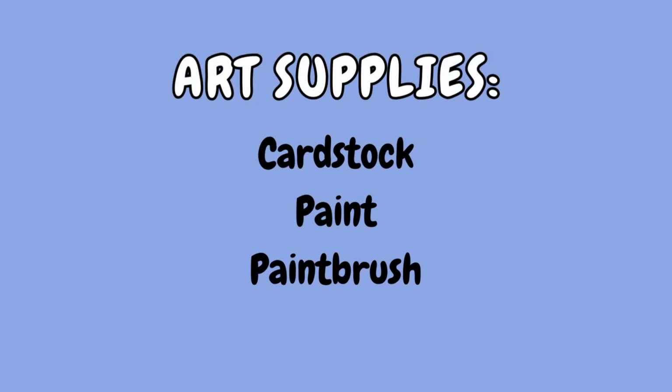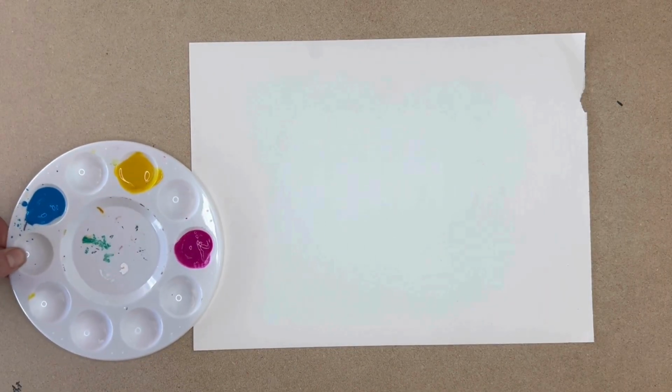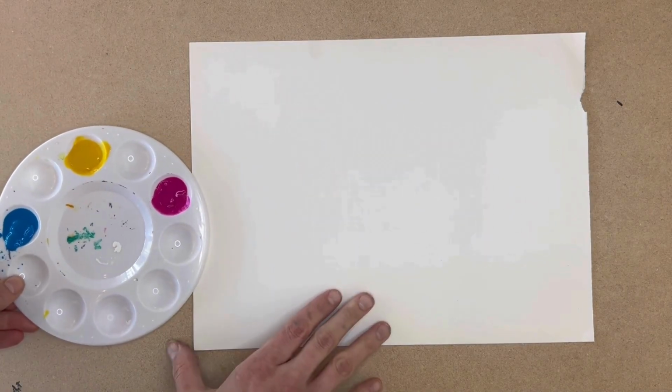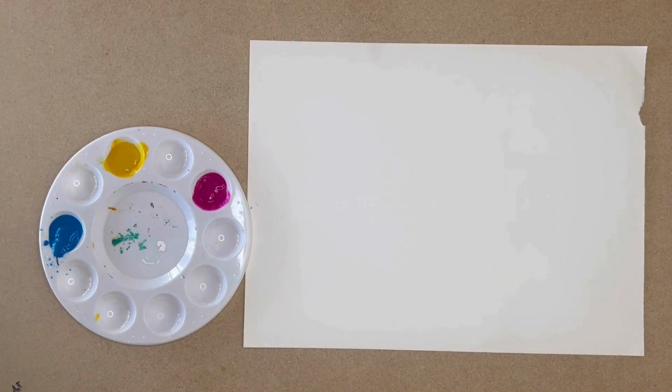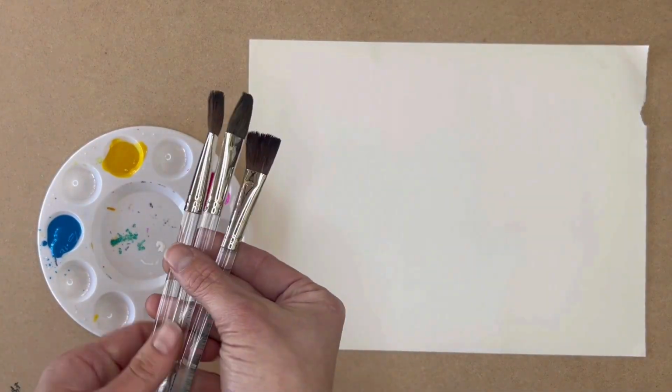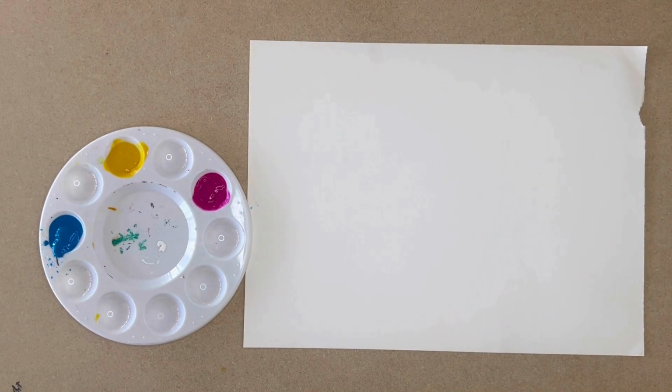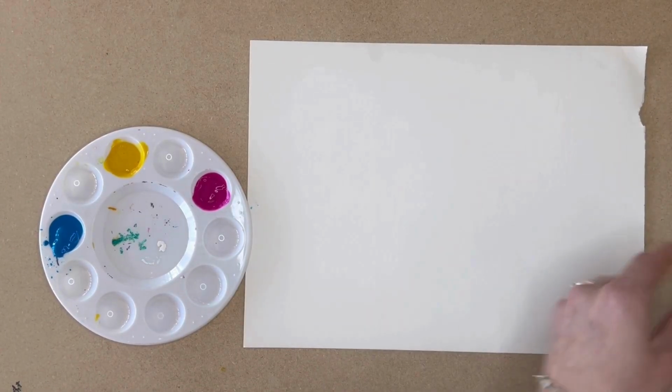For today's art activity, you will need cardstock or painting paper, paint, and a paintbrush. Once you have everything together, let's get started. So I've gathered my paper, my paint. Now you might notice that I have magenta instead of red, and that is because our mixing primaries are actually magenta, yellow, and cerulean, which is a light blue. And I've gathered 3 paintbrushes. You can also use one paintbrush and just wash them in between.